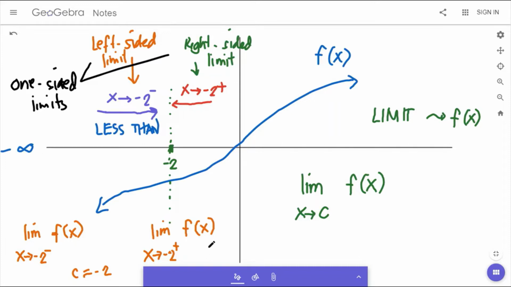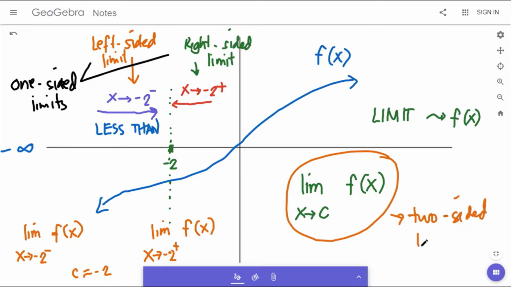So, ibig sabihin, these are numbers from the right of negative 2. So, if we see the symbol negative and we see the symbol positive, then those are one-sided limits. Ang ibig sabihin, pag nakita naman natin ito, na yung tinatawag nating two-sided limits. Ito na yung weak 2.